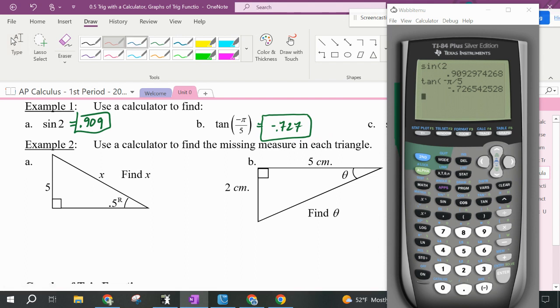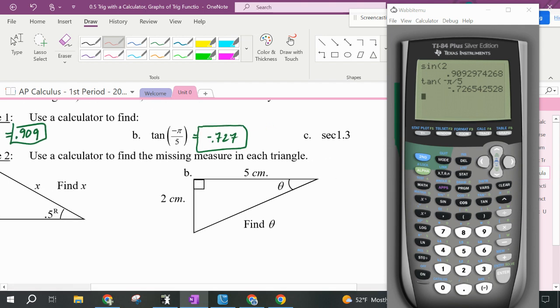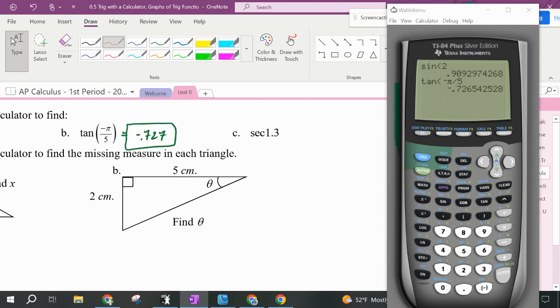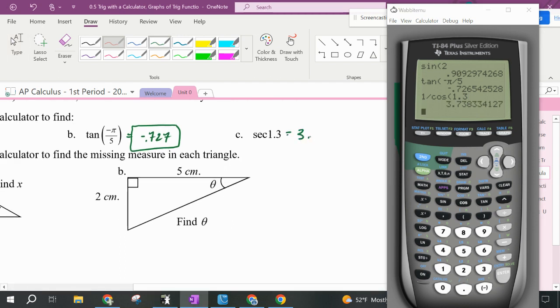Okay, so example 2 says use a calculator to find the missing measure. Oh, sorry, I didn't even see a C. My calculator was covering it. Secant is not a button, so we have to use its reciprocal: 1 divided by the cosine of 1.3. Remember, you're always going to round to 3 decimal places. Anytime you're getting a decimal of any kind in AP Calculus, they tell you to round to 3 decimal places.